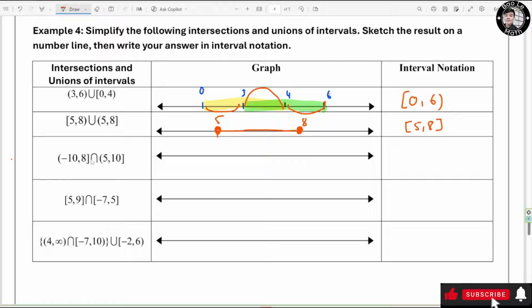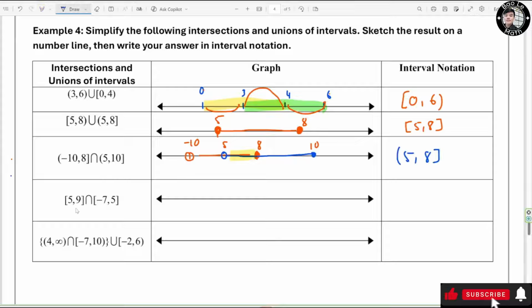Next one, negative 10 to 8. So negative 10 right here, 8 right here. Right at 8, we put the closed circle. Right here, we put the open circle. Now 5 to 10, 5 in the middle right here, and 10 right here. At 5, we put the open circle. Right at 10, we put the closed circle. So it should be this one. And you see that the overlapping part is right here. Now this is an intersection, so we only take the overlapping part, which means from 5 to 8.